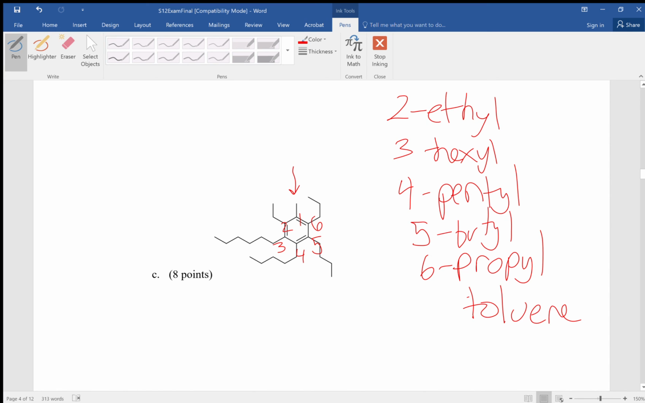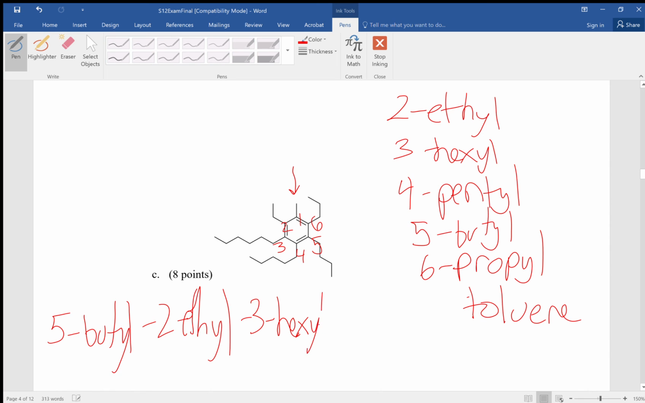So we just need to alphabetize these. So we get 5-butyl, 2-ethyl, 3-hexyl, 4-pentyl, 6-propyl toluene.